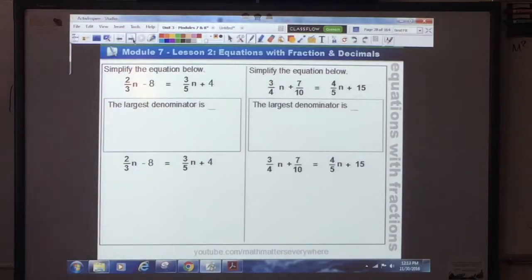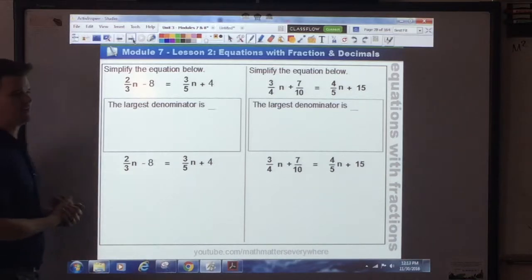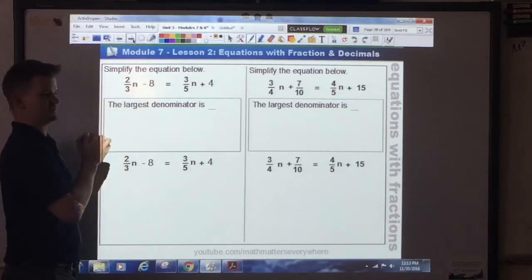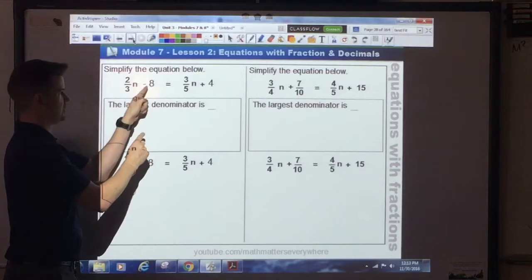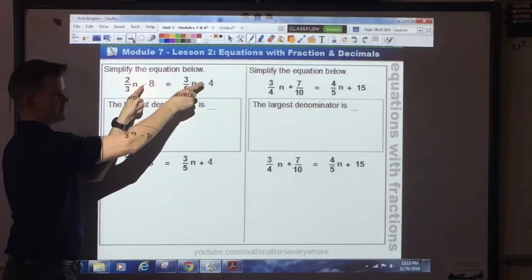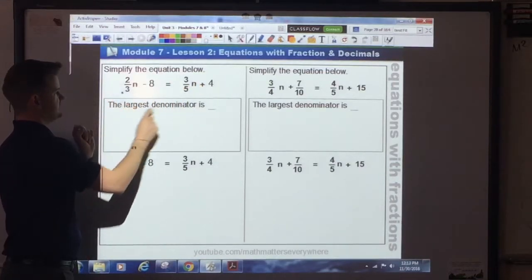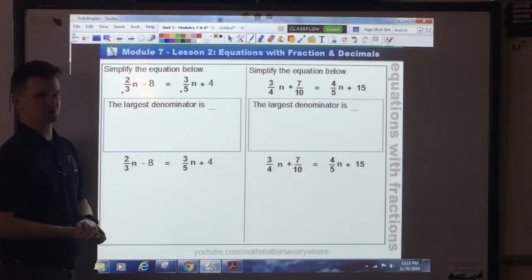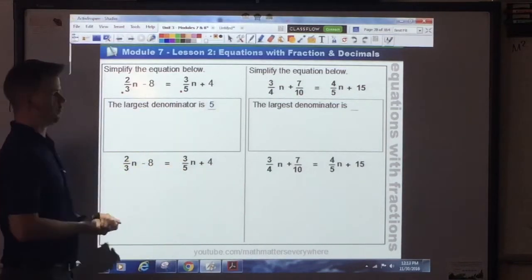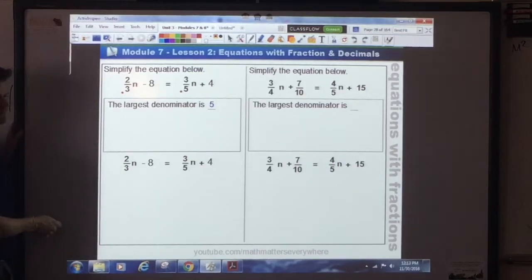All right. So we're going to do 2 more of these examples. All we're doing here is finding the LCM and getting rid of the fractions. So here we have 2 fractions. That means two denominators. We don't care about the -8. We don't care about the +4. We care about this denominator, this denominator. And you ask yourself a simple question. Which one's larger? 5.